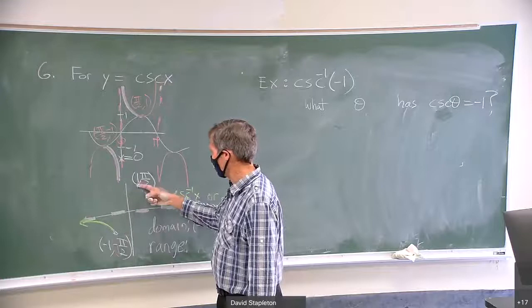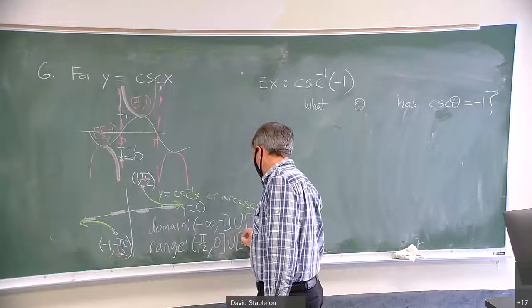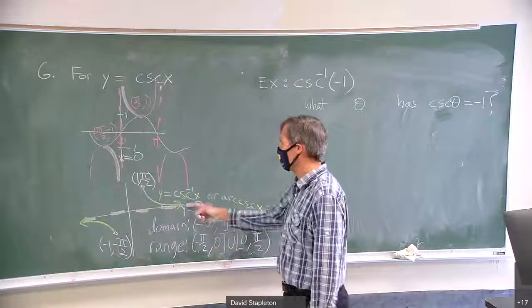That doesn't touch the asymptote. So minus pi over 2 to 0 union 0 to pi over 2. This stuff is hard to memorize, but if you know that graph, then you can figure it out every time, right? If you forget the graph, you can figure it out from this one, right? So that's why we show you all those things.